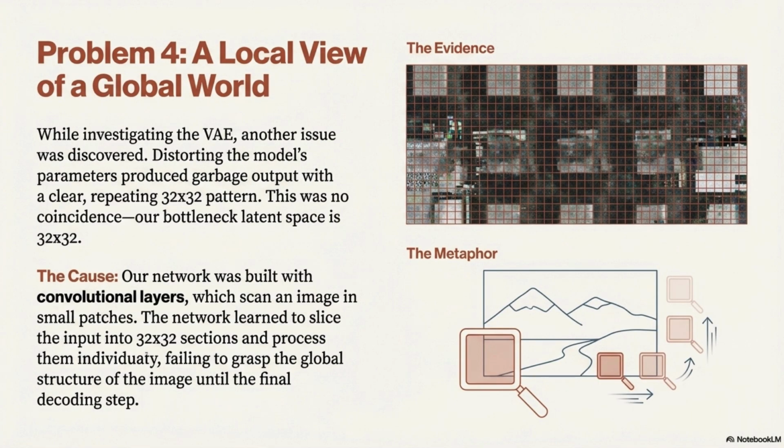Always. When they tried to distort the model now, they saw this ugly, repeating 32 by 32 pattern all over the images. And 32 by 32 was the size of their bottleneck, their core latent space. Exactly. The problem was the type of network they were using to shrink the image, a convolutional neural network, or CNN. What was the issue with that? CNNs work by looking at small, local patches of an image at a time. It's like it was chopping the image up into 32 by 32 squares and analyzing them one by one. So it understood the texture of a brick, but it had no idea it was looking at a building. It was missing the big picture. It had zero global context.